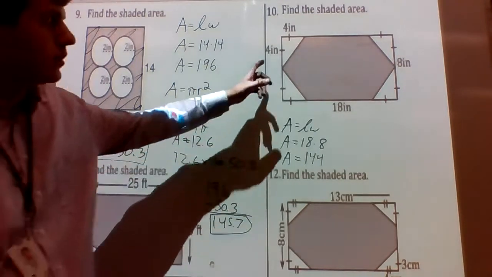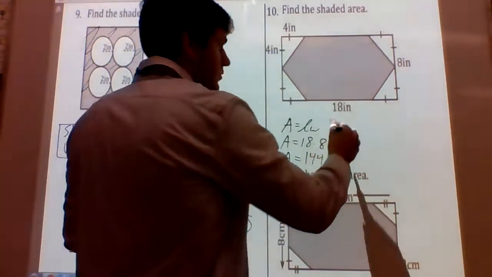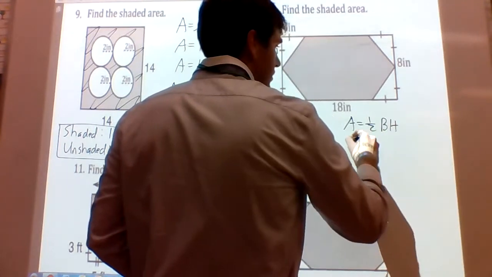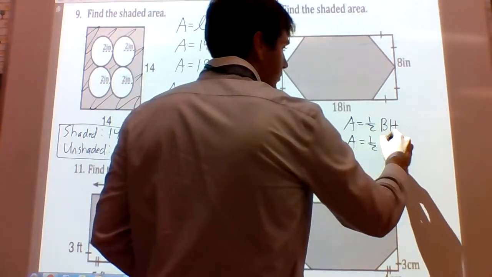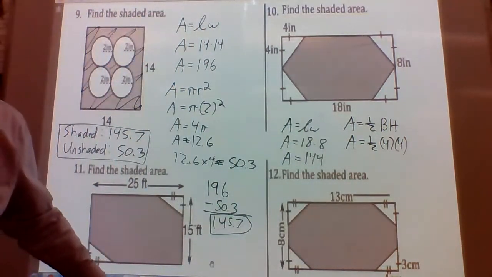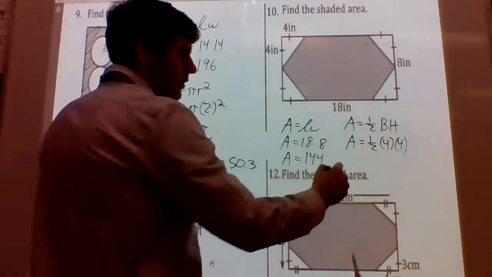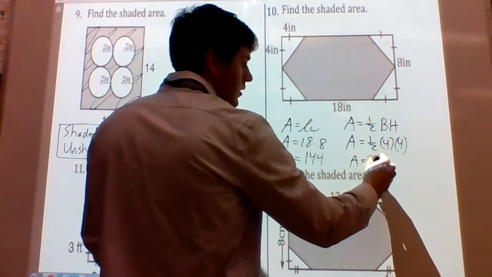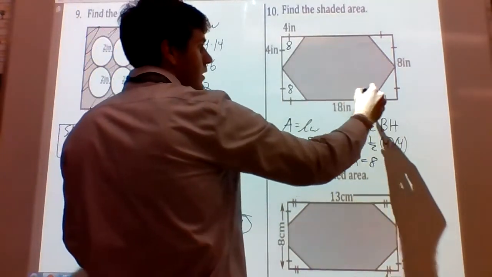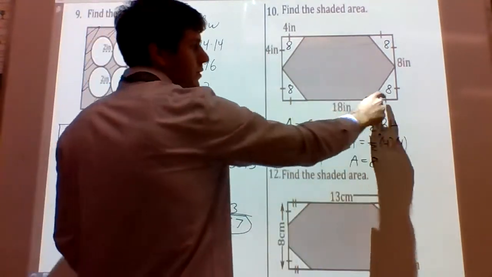We have a triangle with a base of 4 and a height of 4 as well. So the area for a triangle is 1/2 base times height. So we have 1/2 times 4 times 4. 1/2 times 4 is 2. 2 times 4 is 8. So the area of the triangle is 8. The area of the other triangles is also going to be 8 because they're also 4 by 4s.